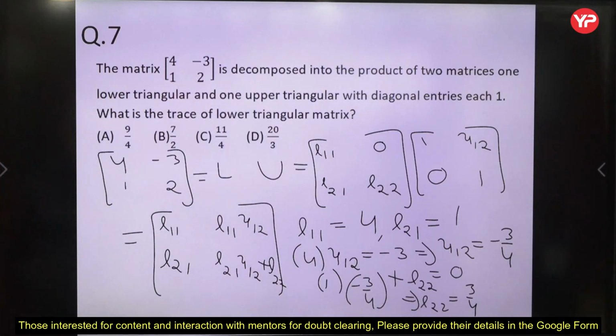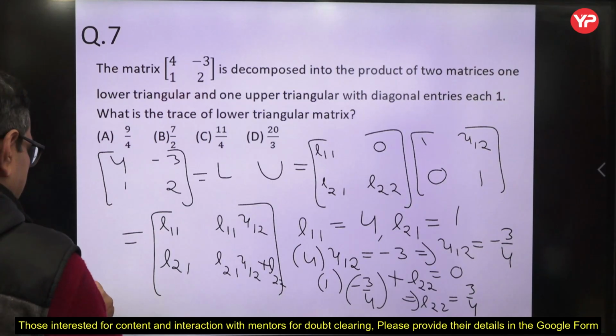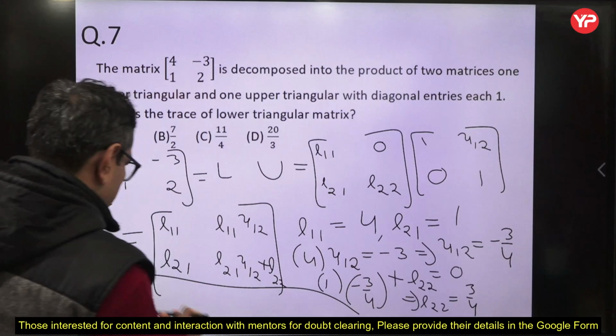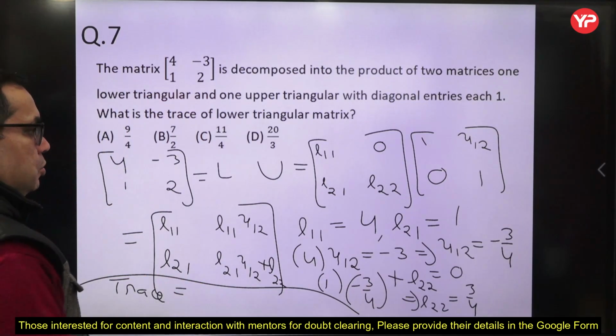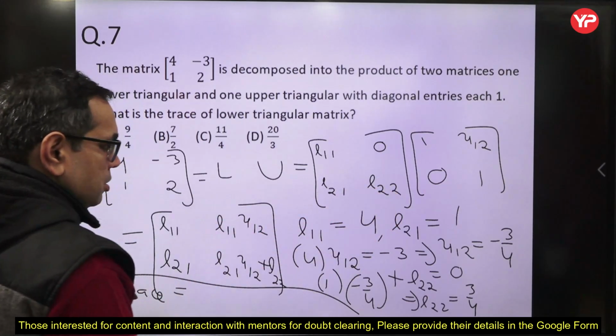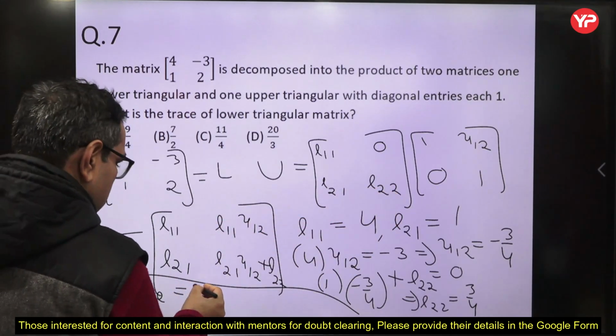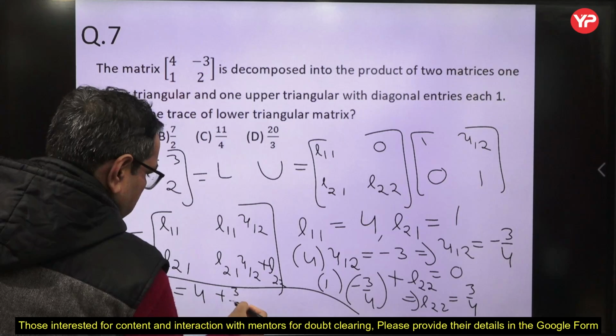So now what is the trace of the lower triangular matrix? It is L11 plus L22. So finally I am writing the trace here. Trace of the required L matrix is equal to this plus this. So L11 is what? 4 plus 3 by 4.